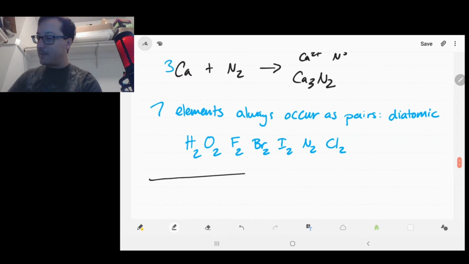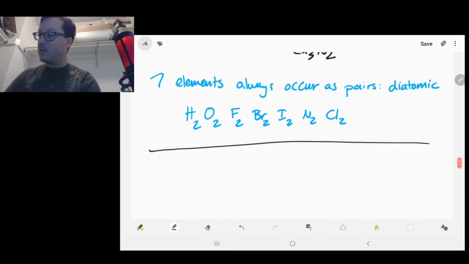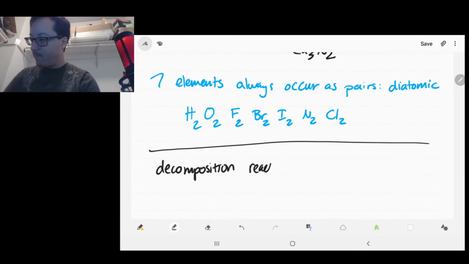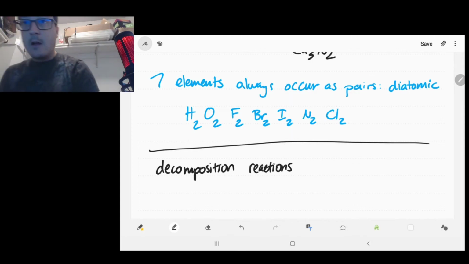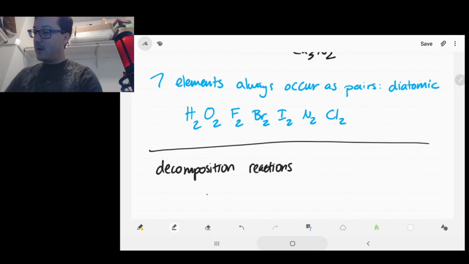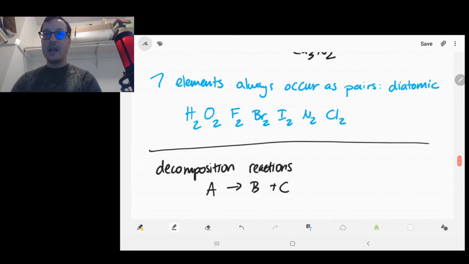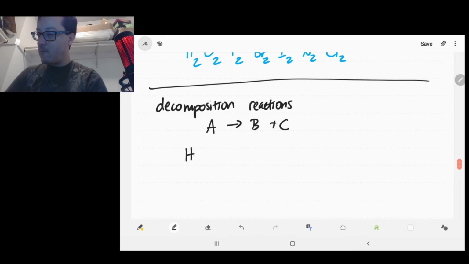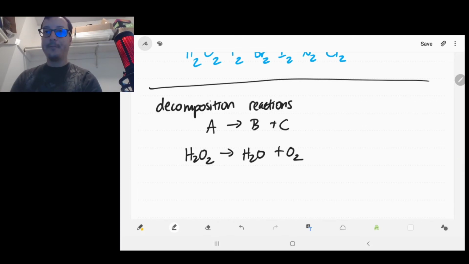All right, let's look at the opposite reaction. Let's look at what's called decomposition. Decomposition reactions are the opposite. They are one thing turning into multiple things, breaking down. We saw this with the hydrogen peroxide breaking into oxygen and water.